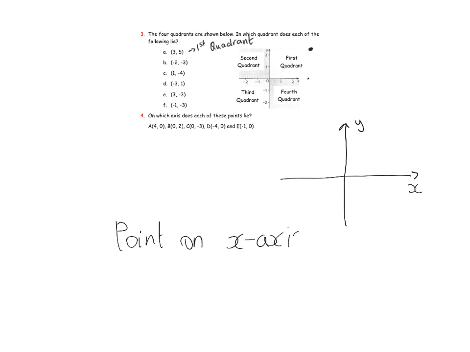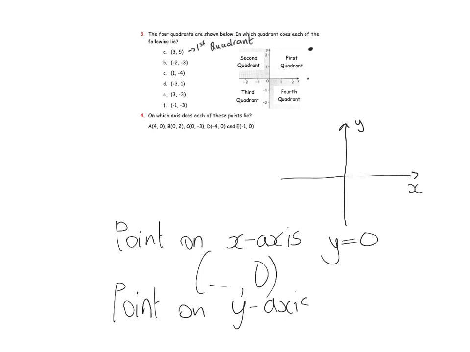Question 4 says, on which axis does each of these points lie? What we have here is our coordinate plane. Here's our x-axis, here's our y-axis. If a point lies on the x-axis, y is always going to be 0. So the point would have some number for x, but the y number would always be 0. Similarly, if a point is on the y-axis, x is going to be 0, and y will be some value.